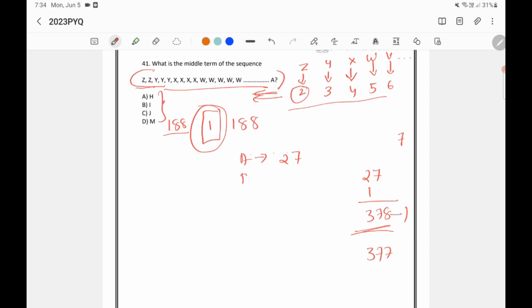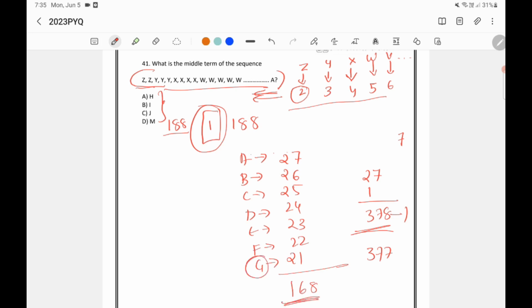So I am adding all these things first. A is coming 27 times, B is coming 26 times, C is coming 25 times, D is coming 24 times, E is coming 23 times, F is coming 22 times, G is coming 21 times. Now if I add all these things, I will get 168. So until G, 168 terms are finished.